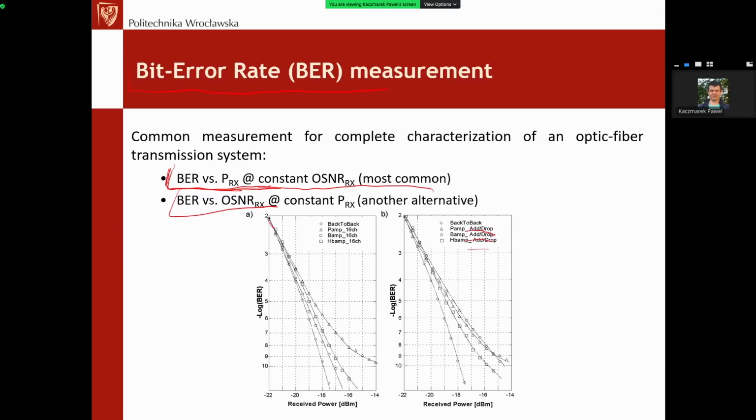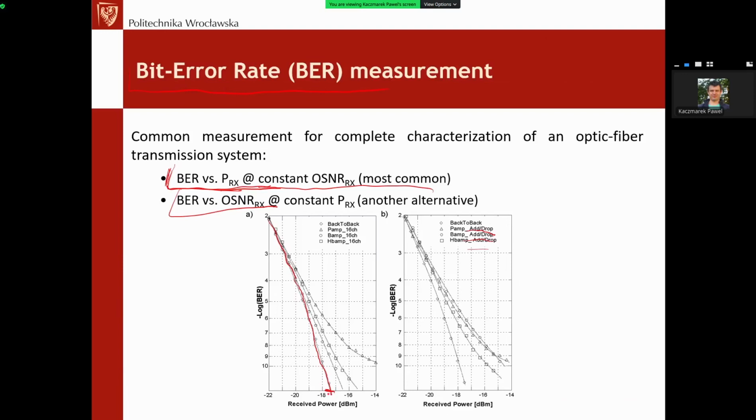At first, typically we are taking back-to-back measurements. So we are simply connecting the transmitter to the receiver, and we are measuring the bit error rate for a certain bit rate transmission. It was 10 gigabit per second. You are measuring the bit error rate while changing the power at the receiver side, decreasing the power at the receiver, strictly speaking, using a variable attenuator.